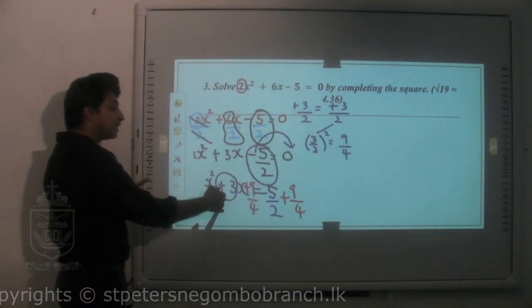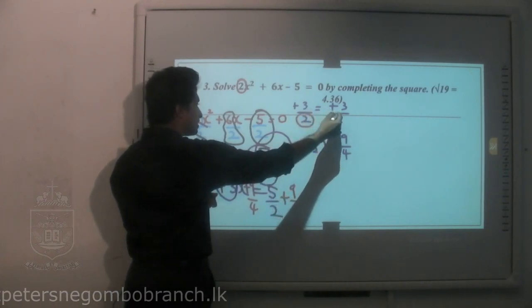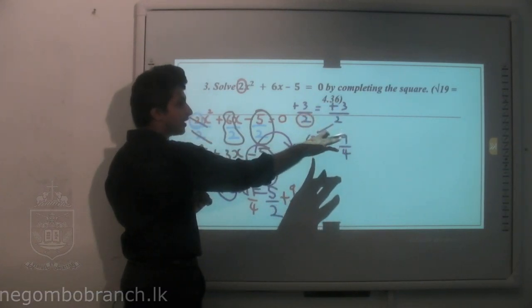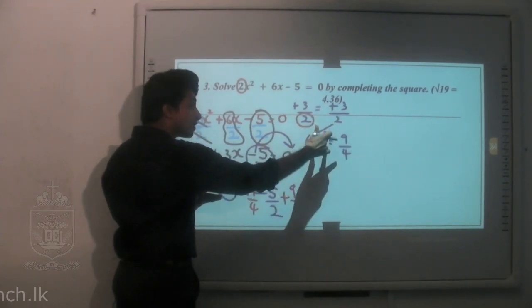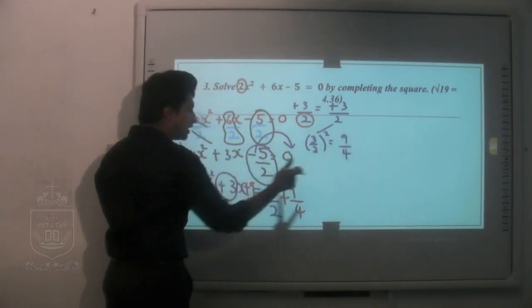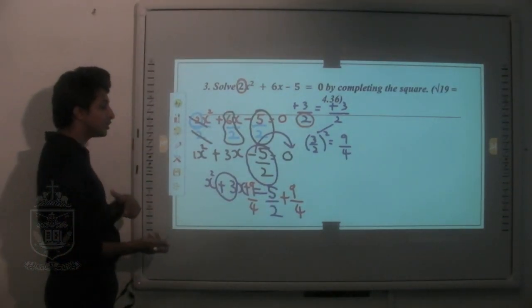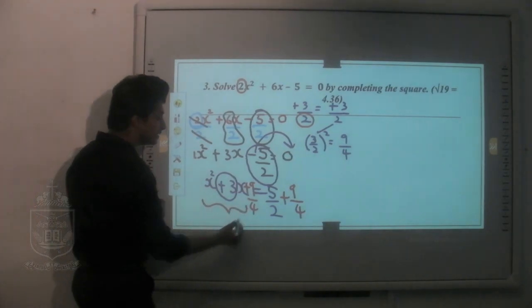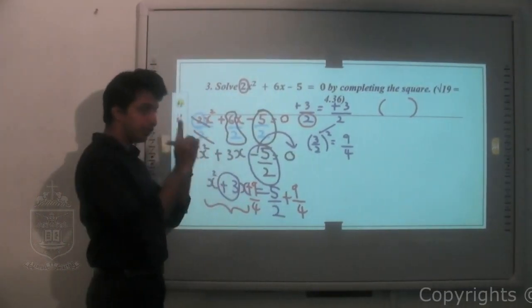Then take the number in front of x and divide by 2, you will get an answer. Here again you can't divide because it is not a whole number. Bring it to the next stage, square it, then you will get a value. That value you have to add to both sides of the equation. Now we have to go into the normal order. This has to be taken as a into the bracket.